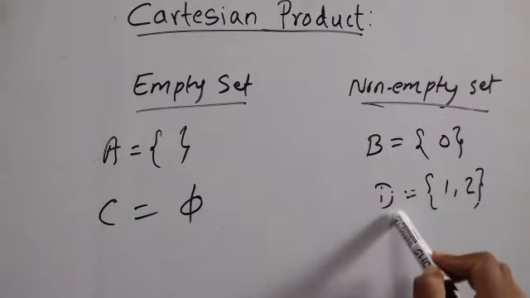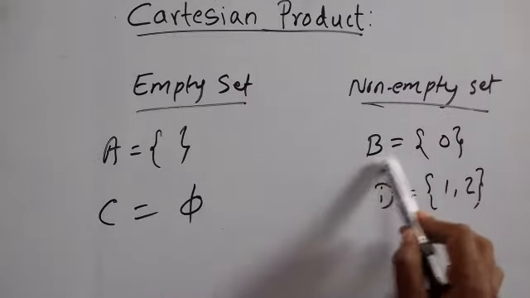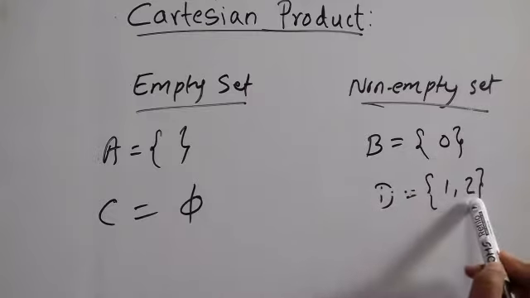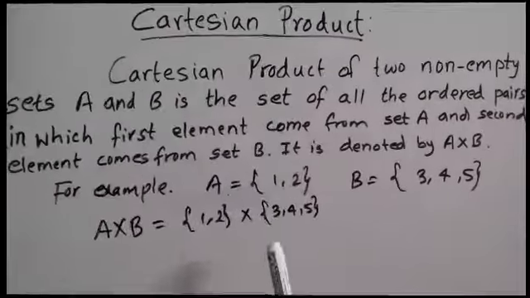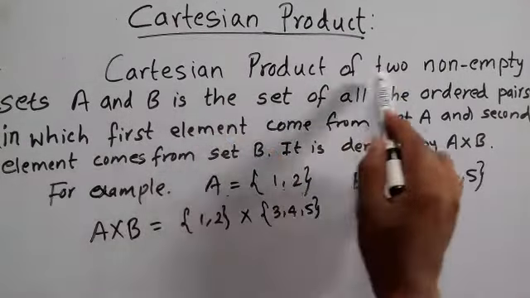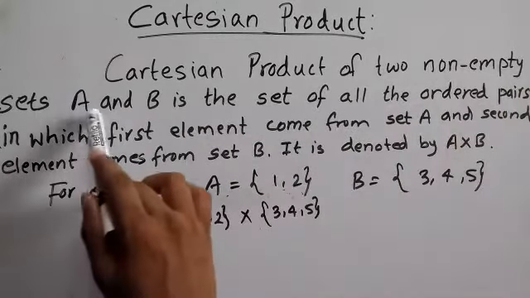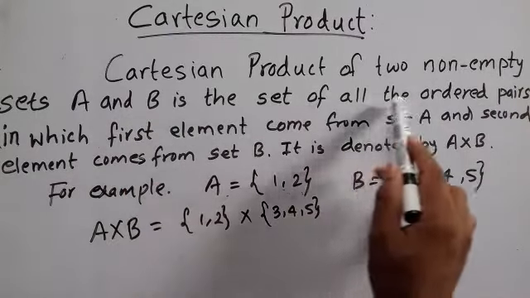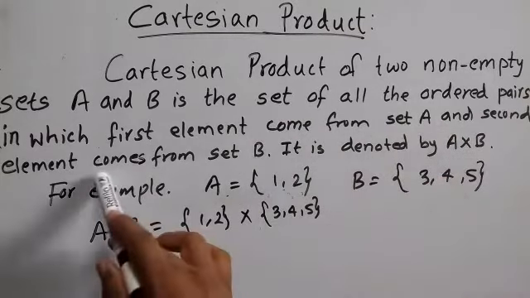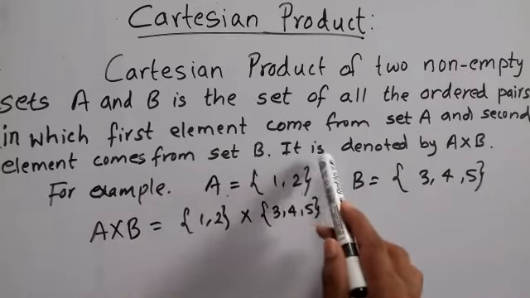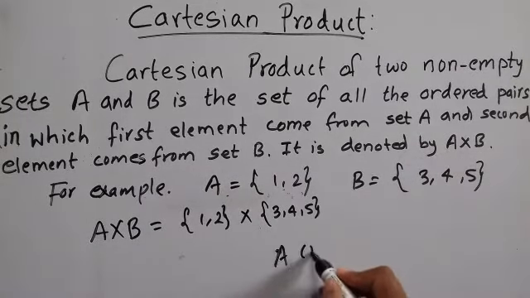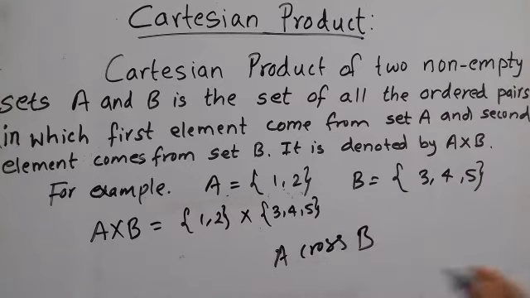For example, these two sets are non-empty sets as this set contains 0 as an element, and this set D contains 1 and 2 as elements. Now we are going to learn about Cartesian product. Cartesian product of two non-empty sets A and B is the set of all the ordered pairs in which first element comes from set A and second element comes from set B. It is denoted by A cross B.